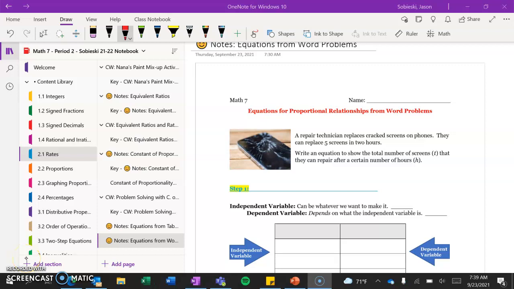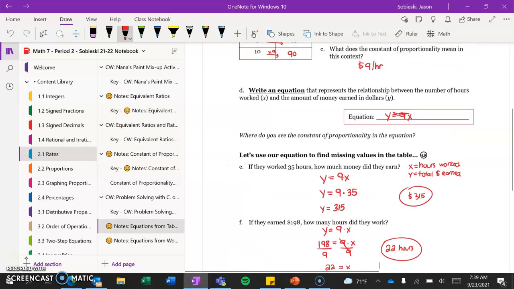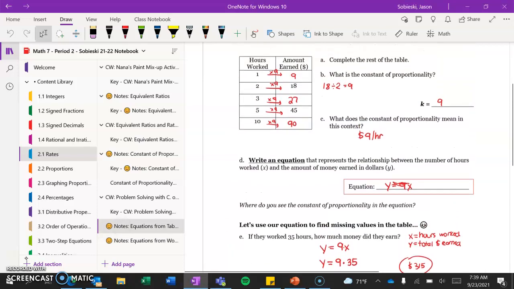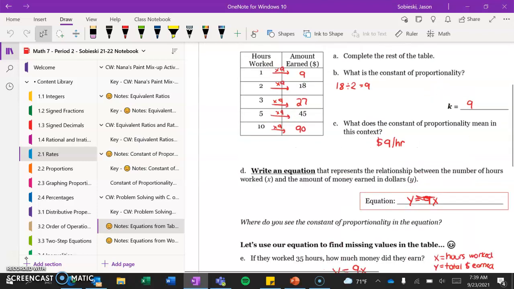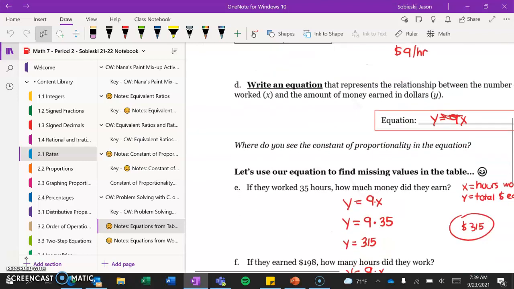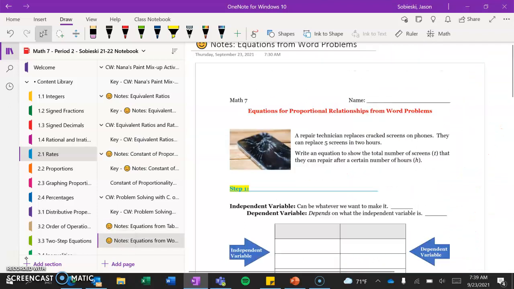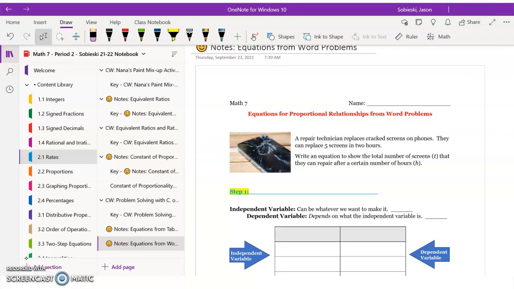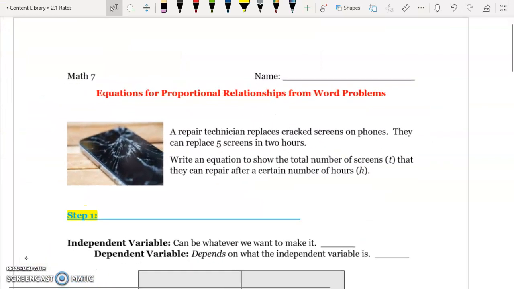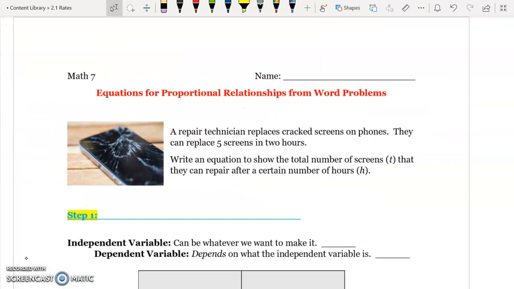Hey everybody, so in this video we are going to take some time to learn about how to write equations for proportional relationships from word problems. Yesterday we talked mostly about writing equations from tables. We found our constant of proportionality and then put it into the format for our equations that we're always going to use. So today we're going to expand on that a little bit and talk about how we could write one of these equations from a word problem.